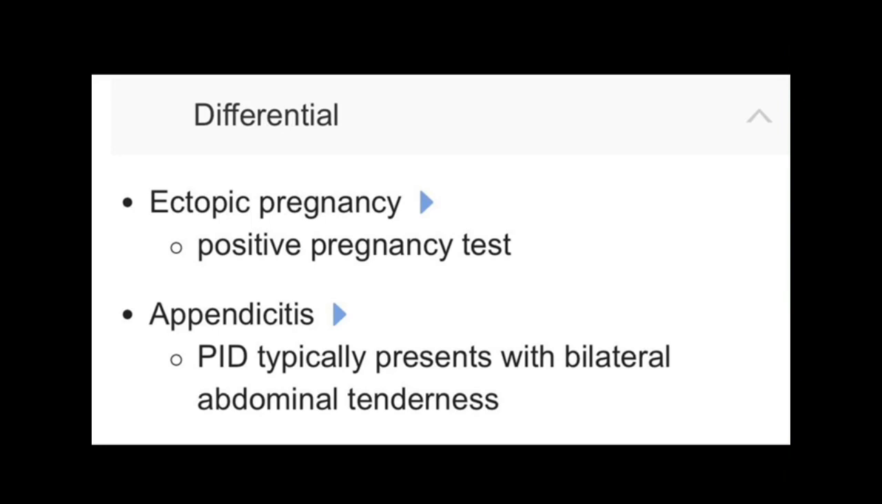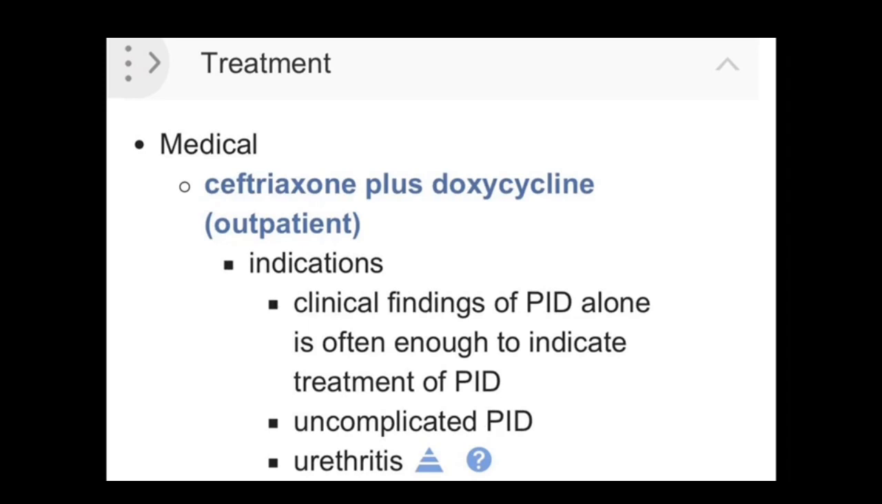The differential diagnosis for pelvic inflammatory disease includes ectopic pregnancy and appendicitis. The differentiating factor between ectopic pregnancy and pelvic inflammatory disease is that in ectopic pregnancy, you will have a positive pregnancy test. The differentiating factor between appendicitis and pelvic inflammatory disease is that pelvic inflammatory disease typically presents with bilateral abdominal tenderness.